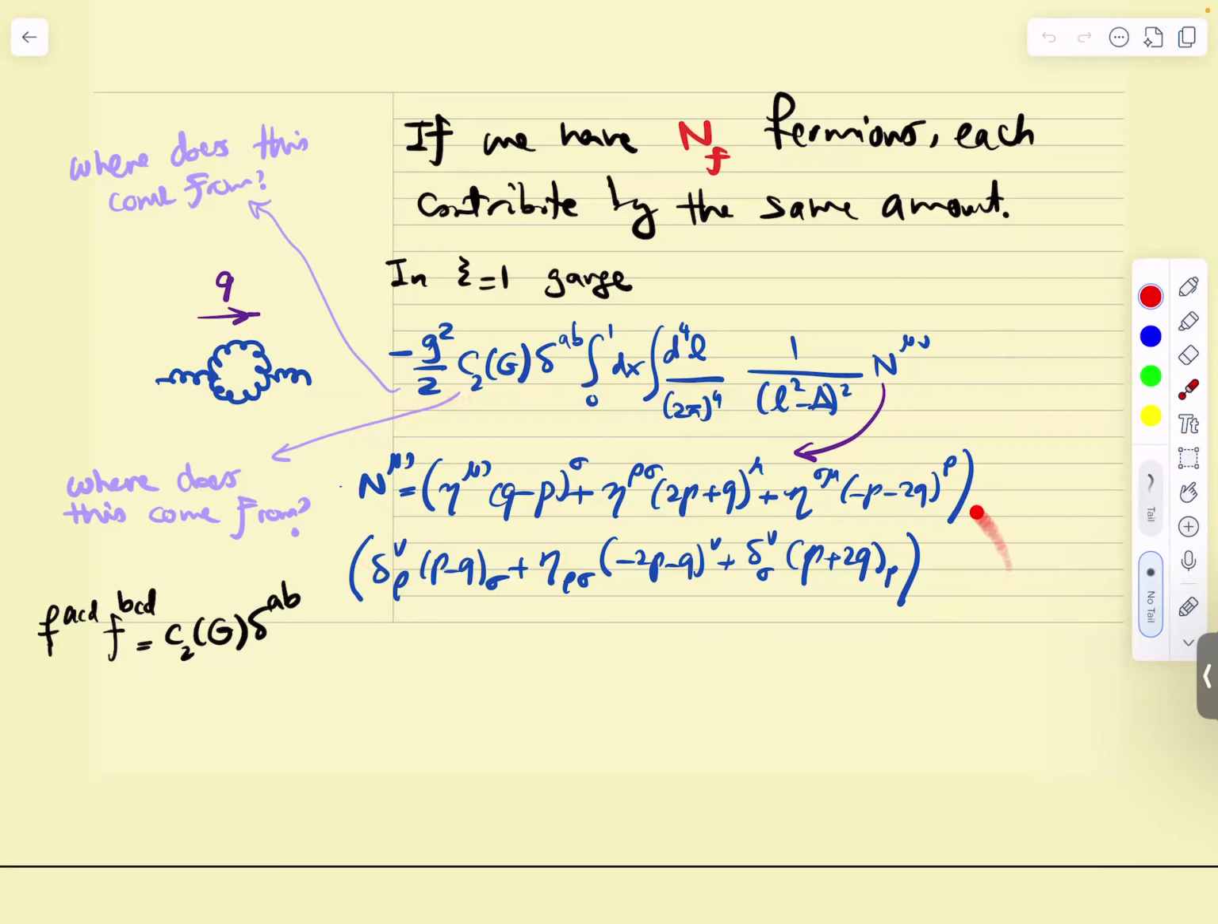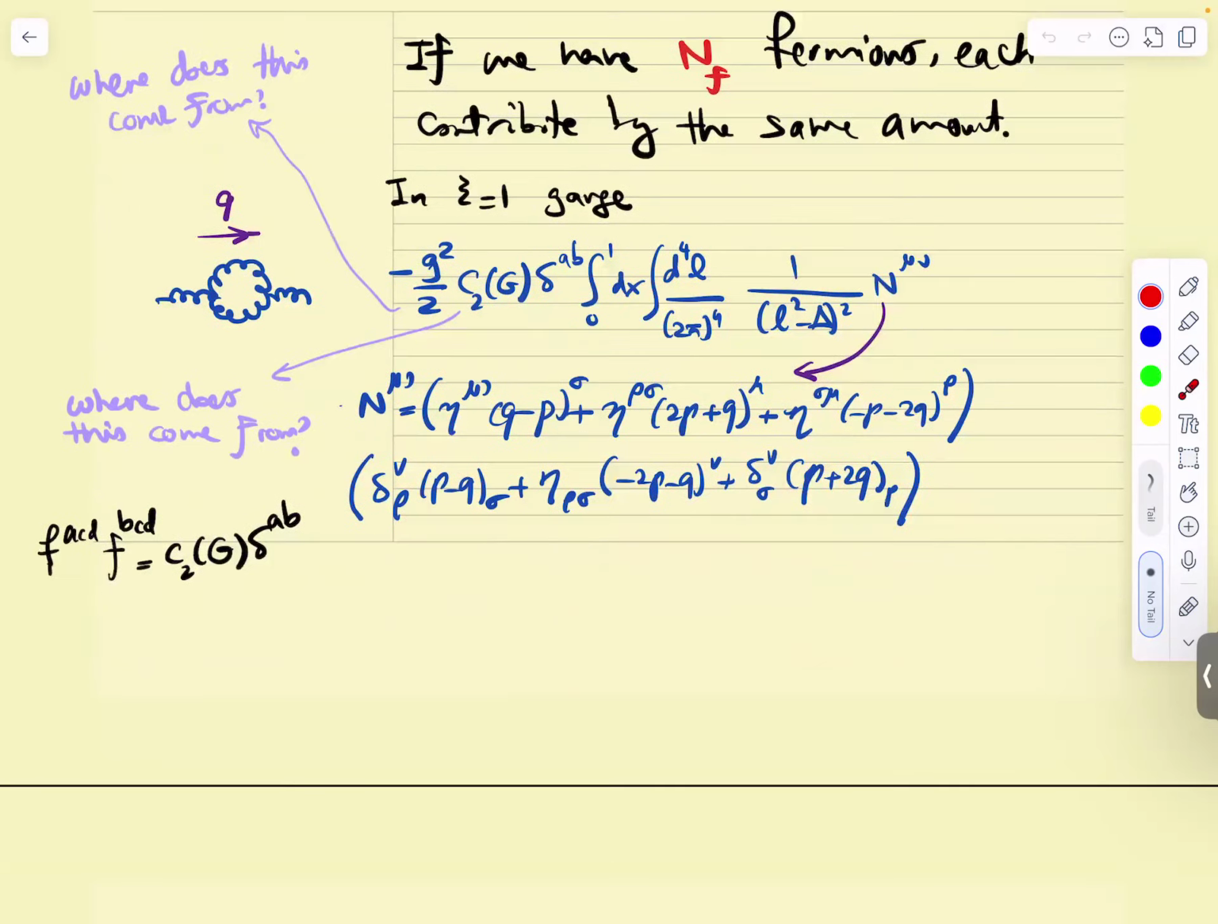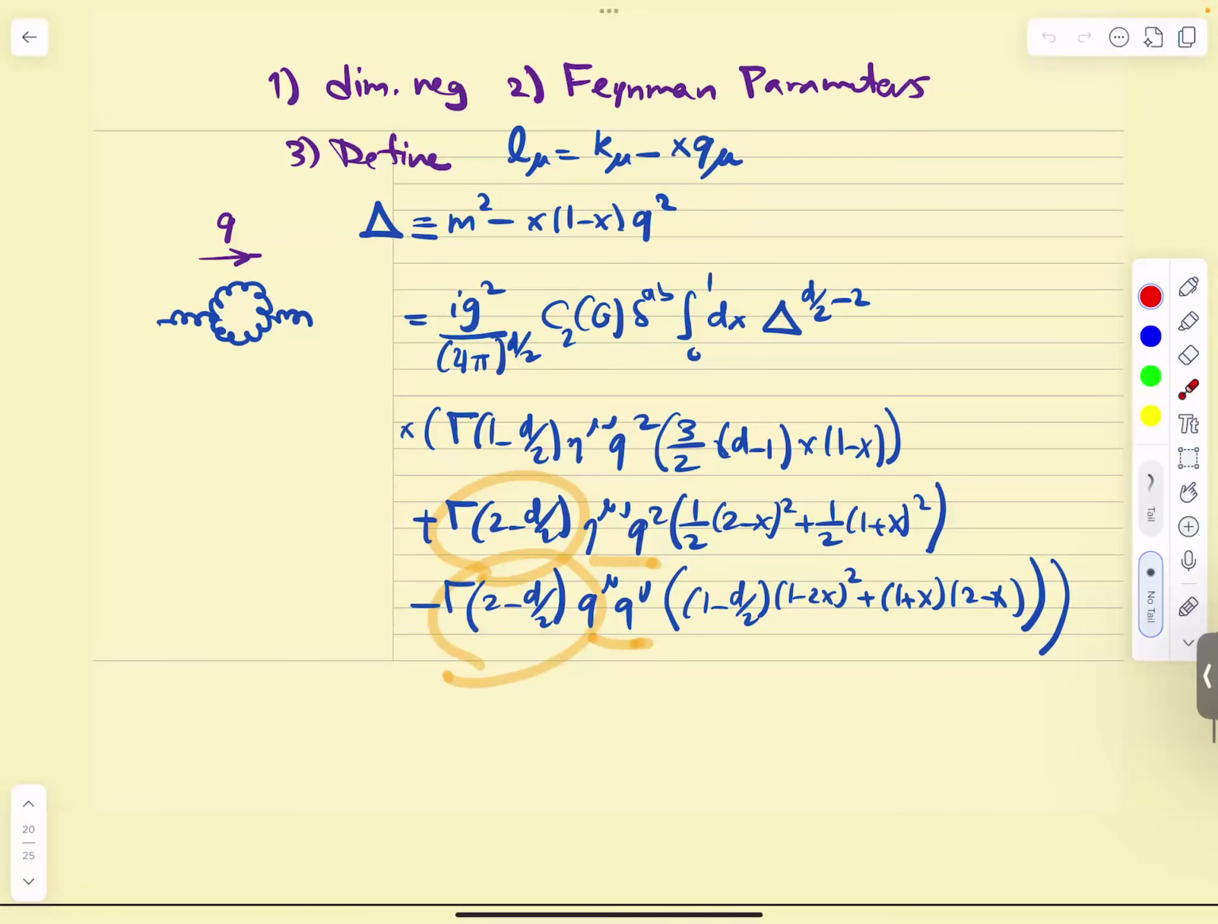This is the index structure up here. This factor of 2 comes from symmetry. So as I said, I've done dimreg, Feynman parameters, and defined L mu, which is K mu minus x Q. This is the simplest Feynman parameters possible, right? It's just 2 terms down there. There are 2 propagators in the loop, so you only introduce 1 x variable. This is what it looks like.